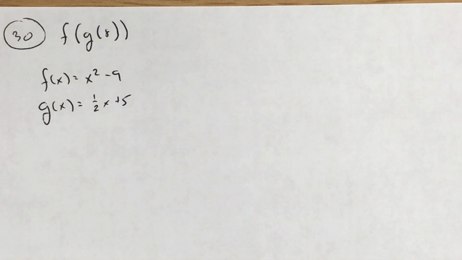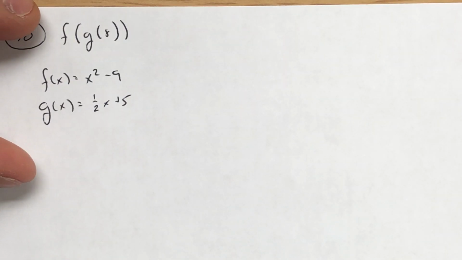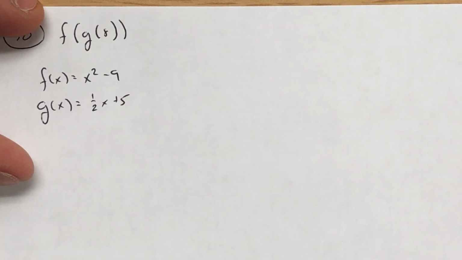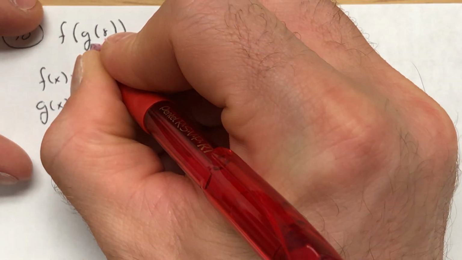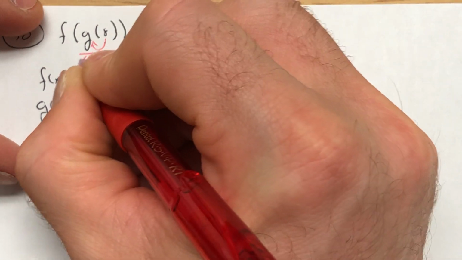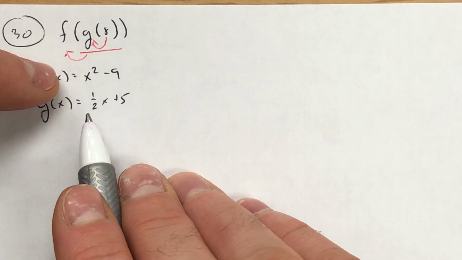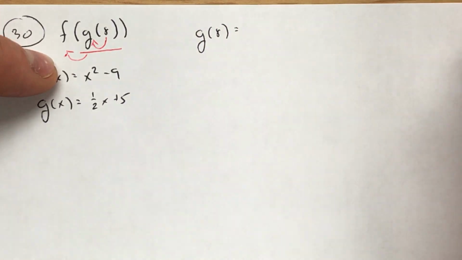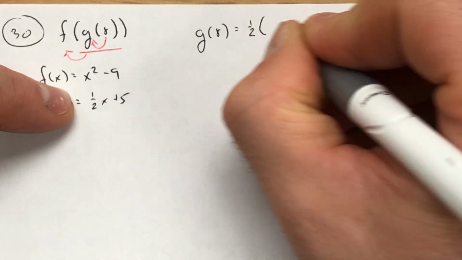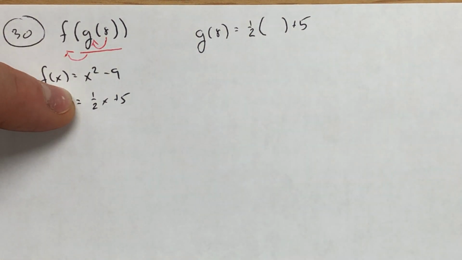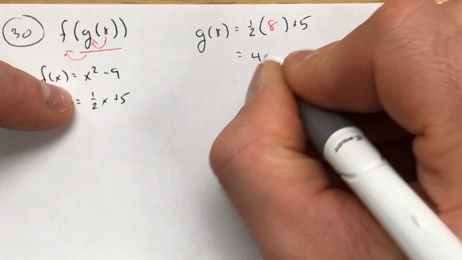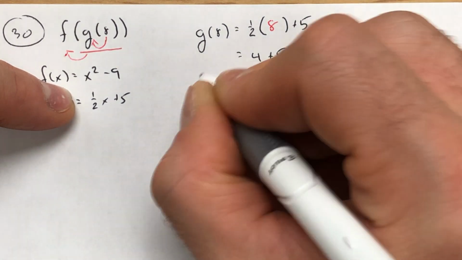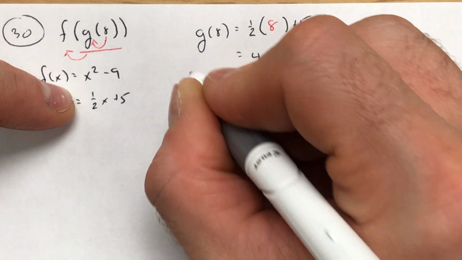Okay. We know with these functions, I work them from the inside out. So I'm taking 8 and plugging it into g. Whatever my answer is, I plug that into f. So my first step is take 8 and plug it into g. So let's take g of 8. g of 8 is 1/2 of 8 plus 5. Half of 8 is 4, plus 5 is 9. So g of 8 is 9.